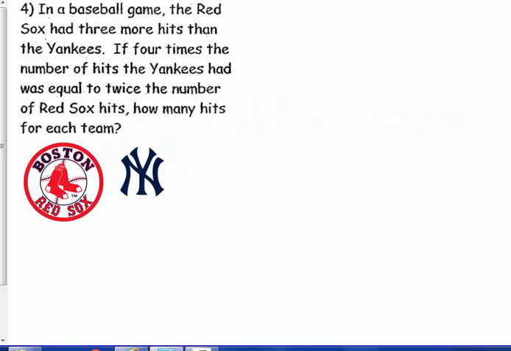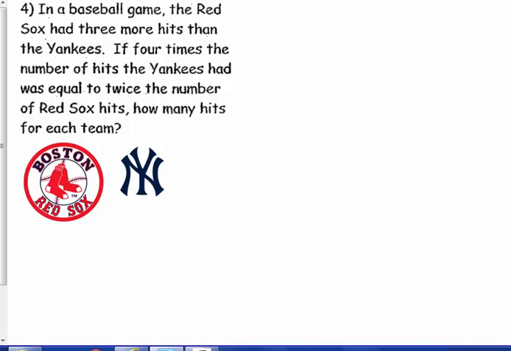Number 4. In a baseball game, the Red Sox had 3 more hits than the Yankees. I'm not sure that always happens, but possibly in this game. I'm a Yankees fan. If 4 times the number of hits the Yankees had was equal to twice the number of Red Sox hits, how many hits for each team?